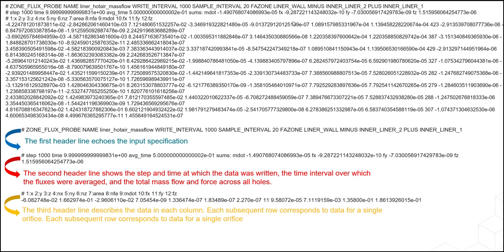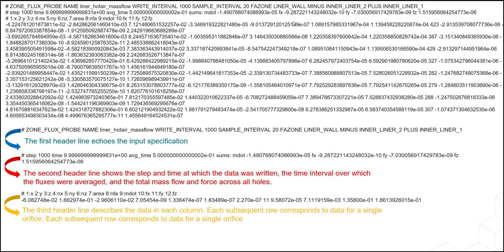Here are the results which are written out by the zone flux probe for the geometry shown. The output file is represented by three main headers, wherein the first header gives the input specification provided by the user. The second header shows the step and the time at which the data was written, the time interval over which the fluxes were averaged, and the total mass flow and their forces across all holes.